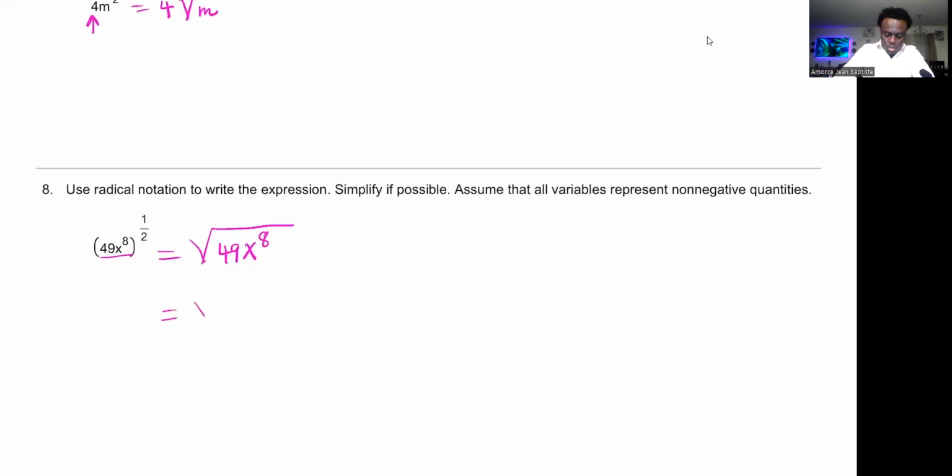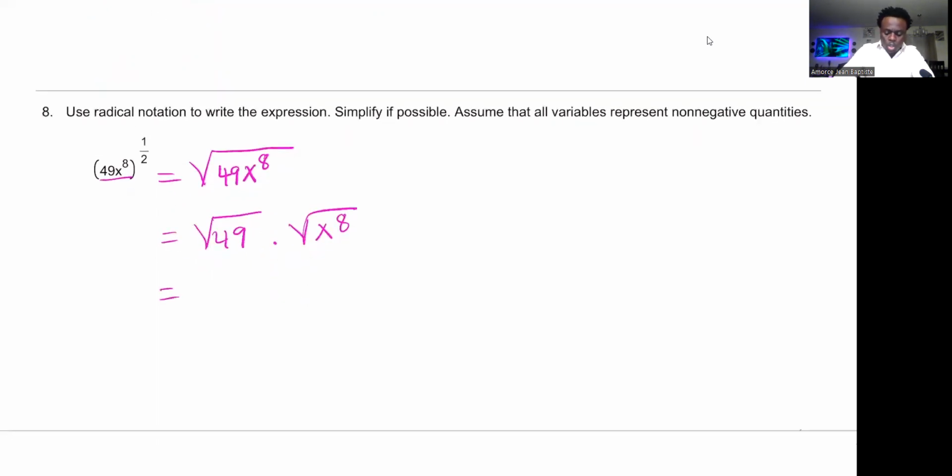We separate square root of 49 times square root of x to the 8th. And then we all know square root of 49 is asking me to find a number that multiplies itself 2 times to get 49, that is 7. And then times x to the power 8 divided by the index of the radical, 2. And then 7x to the 4th is the answer.